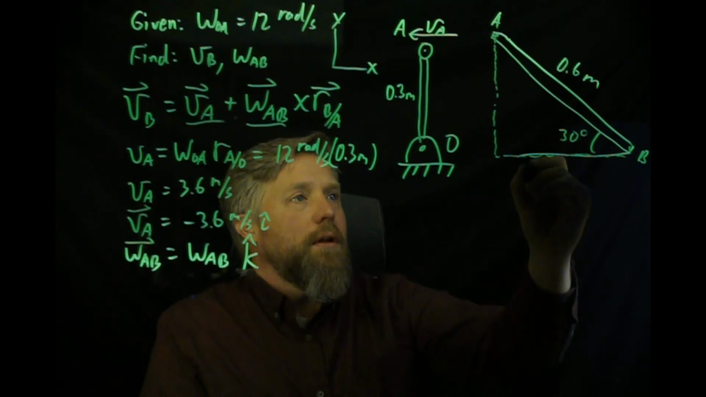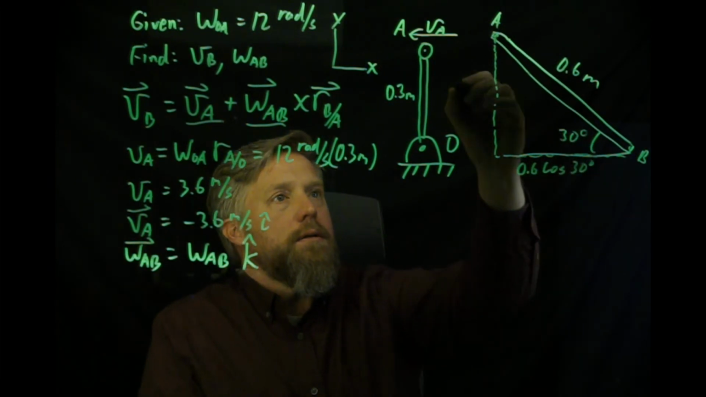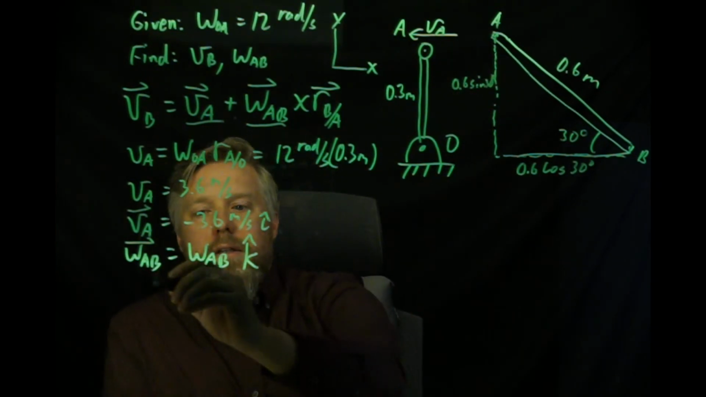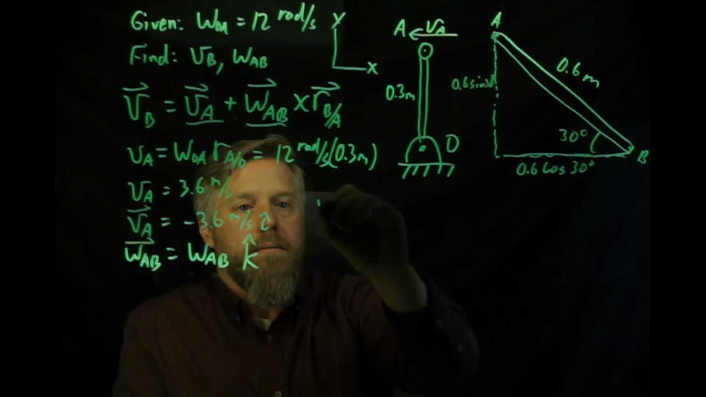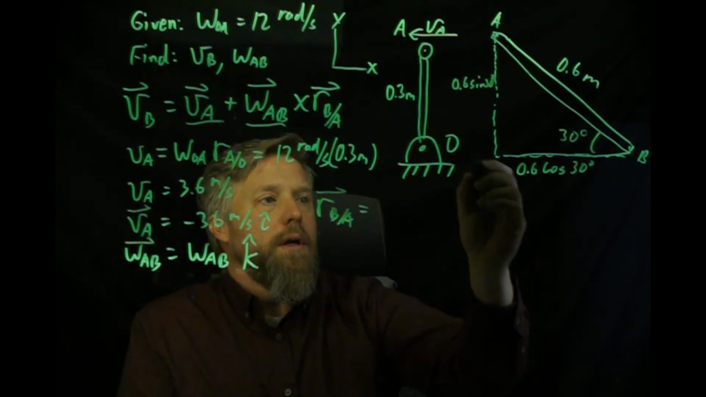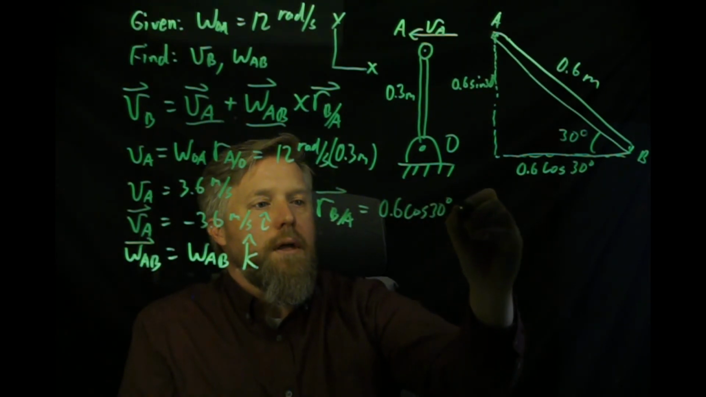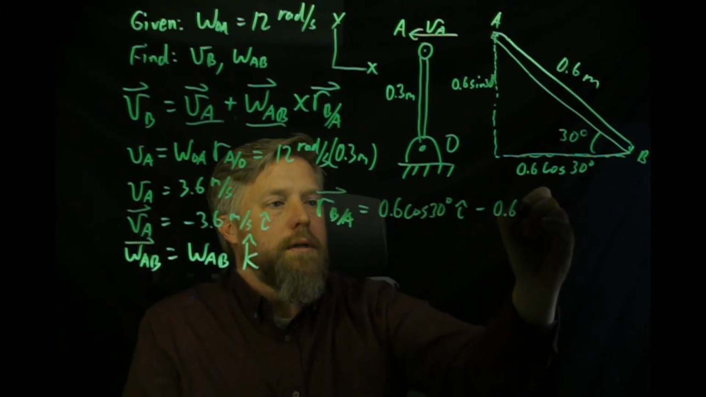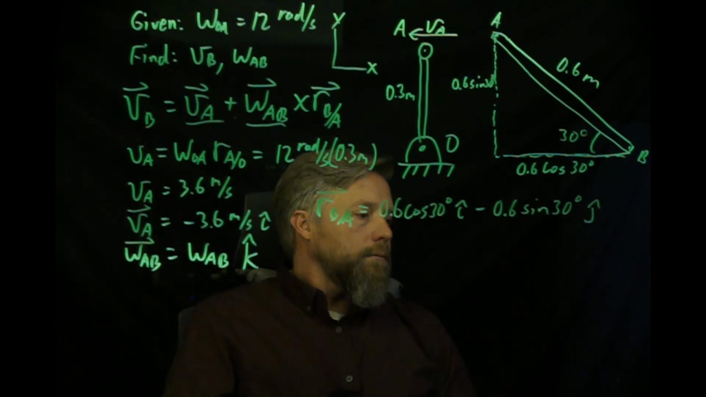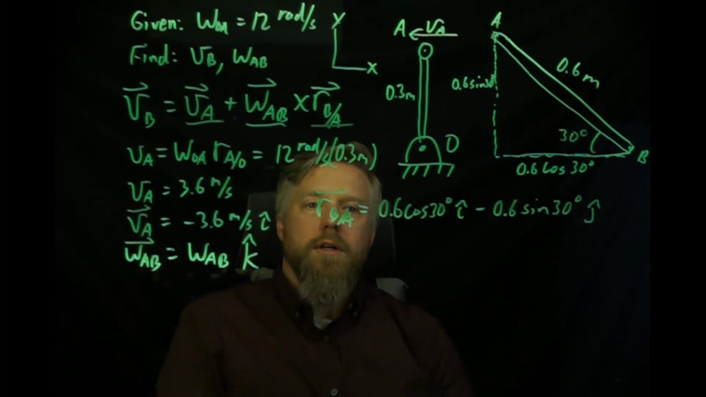And I have a triangle, and I bet you can guess the sides. 0.6 cosine of 30, 0.6 sine of 30. And we can write that as a vector. The position of B with respect to A as a vector is going to be equal to, I'm going to do my i's first, positive i, 0.6 cosine 30 degrees in the i, and negative j, 0.6 sine of 30 degrees in the j direction. Okay, I've got all three of the vectors in my equation.